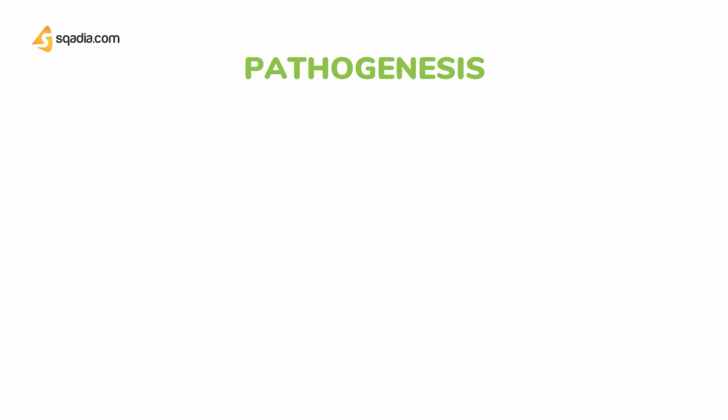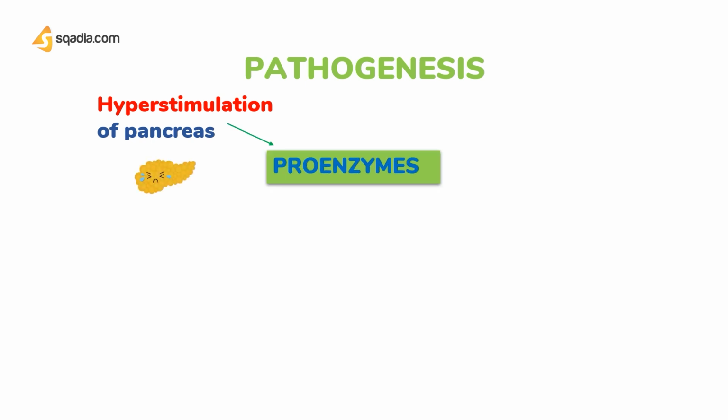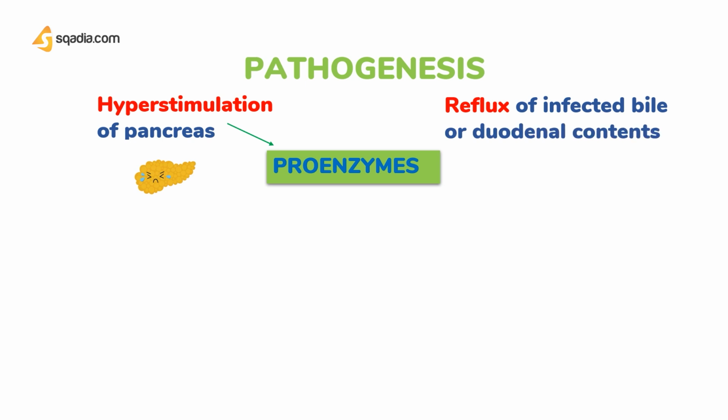First, we will see what are the factors which actually cause the pancreatic enzymes to be abnormally activated. Let's start. First is hyperstimulation of pancreas, that there is some condition which will cause abnormal stimulation of pancreas. For example, it can be alcoholism or it can be hyperlipidemia. Then other factor is reflux of infected bile or duodenal contents.